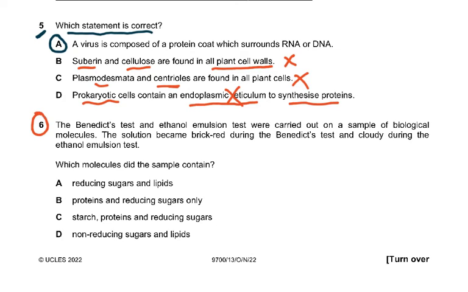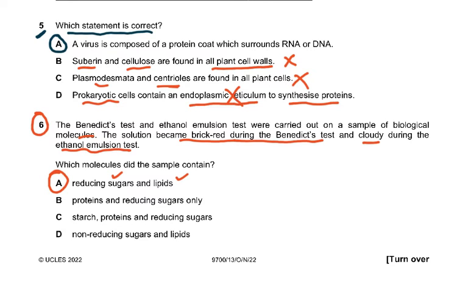Now coming to question number 6. The Benedict's test and ethanol emulsion test were carried out on a sample of biological molecules. The solution became brick red during the Benedict's test and cloudy during the ethanol emulsion test. So Benedict's test brick red means reducing sugar present, and ethanol emulsion test, if it becomes cloudy, means fat present. So which molecules did the sample contain? Reducing sugar and lipids. Okay, so this is the answer A.